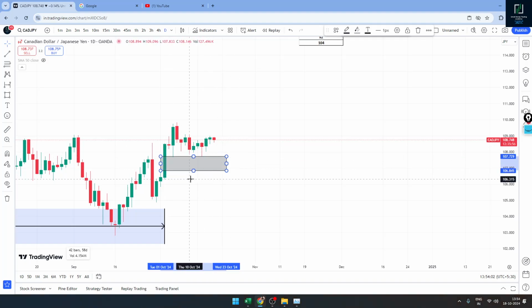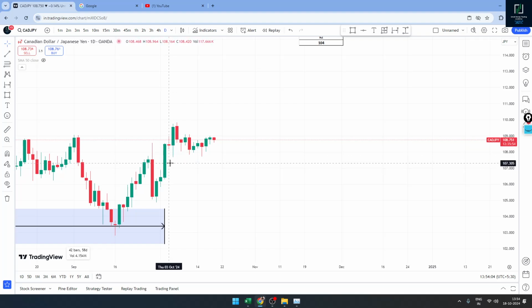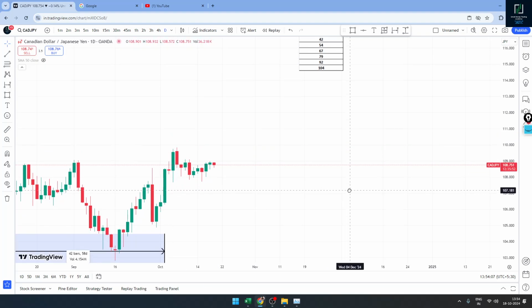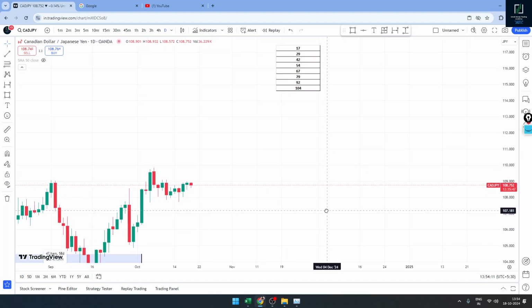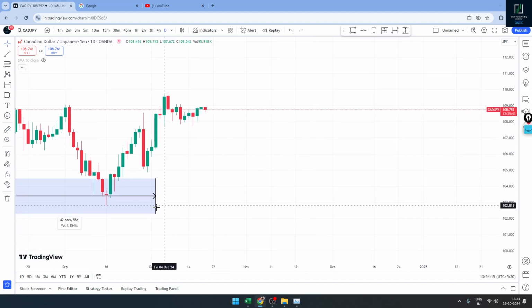Okay, but I'm not going to talk about that right now, because we are still in the early phase of this kind of trading method. Okay, at least I am in the early phase of this kind of trading method. So it's 54 days from here.